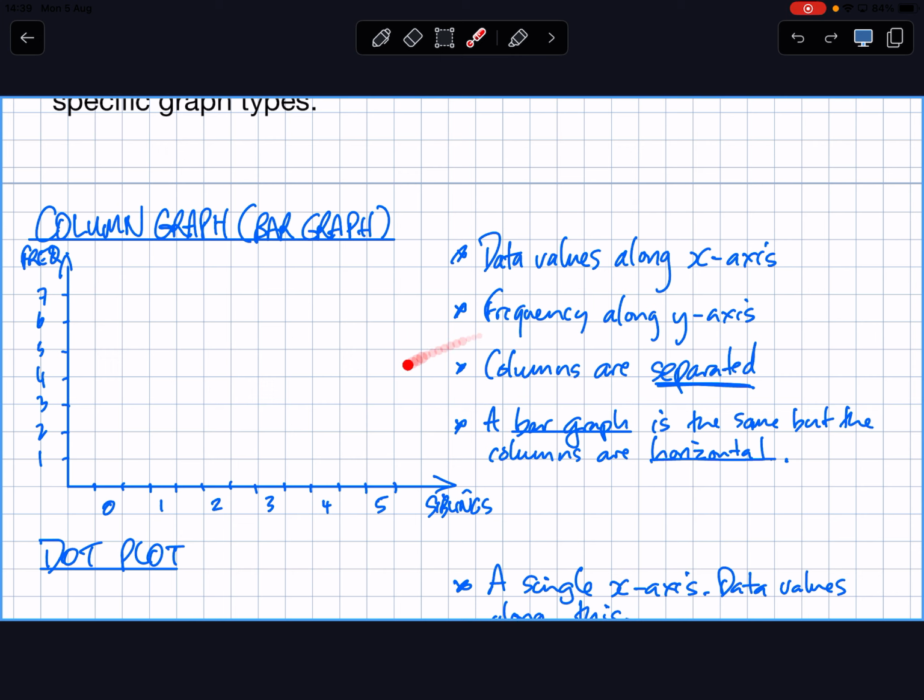It is key that the columns are separated. Right now, you'll probably do something that looks like a column graph that has no gaps between the columns. That is a completely different kind of graph. That's called a histogram. And that represents a completely different type of data, which you'll encounter next lesson on statistics. So a column graph must have separated columns. And please note that a bar graph is literally the same as a column graph, but it's horizontal. So I'm not going to bother drawing that. Just turn this on its side if you wanted to do a bar chart.